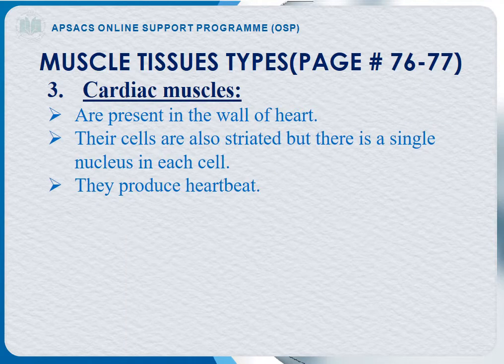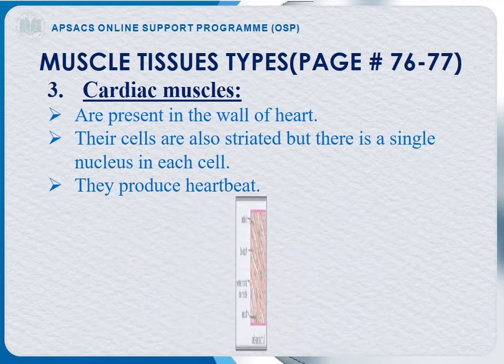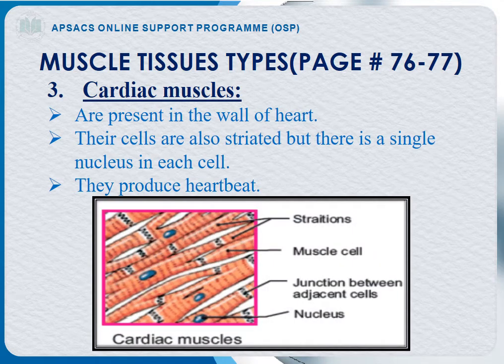Let's discuss the third category, cardiac muscle, which is present in the wall of the heart. Cardiac means heart, so that's why these muscles are called cardiac muscles. Their cells are also striated, but there is a single nucleus in each cell. They are responsible for the production of the heartbeat because they are present in the heart. Just look at the diagram. The nucleus and the striations, red lines, are present, so they are also striated muscles.